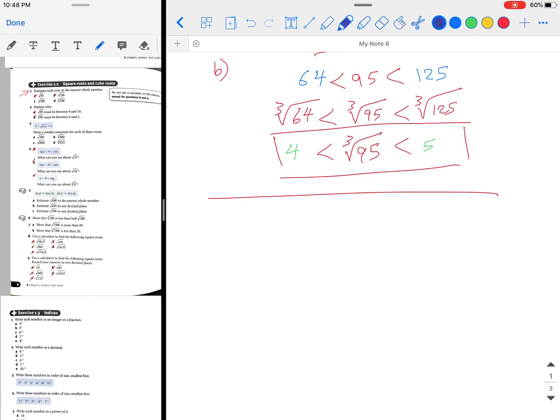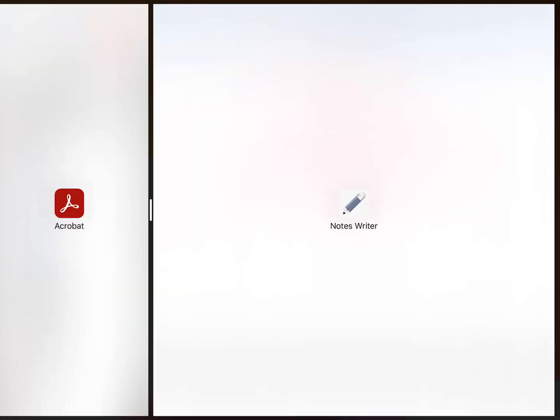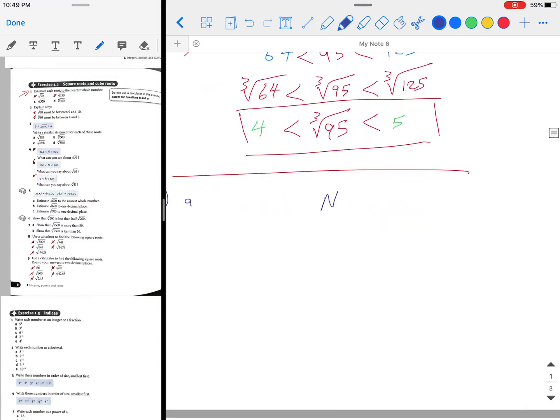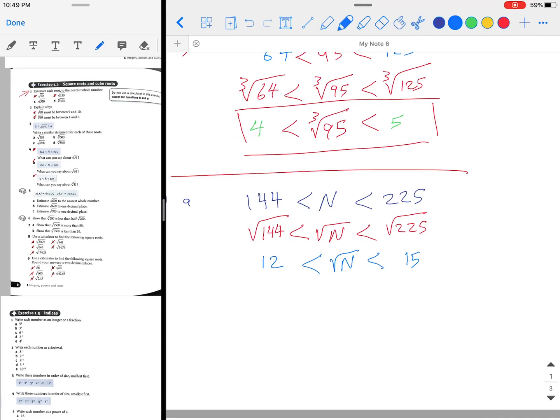Question number 4a, he said here, what can you say about root n if n is between 144 and 225? Okay, so here he said that n is between 225 and 144, but I need to say something about root n. So of course I will take the square root. Root n must be between the square root of 144 and the square root of 225. The square root of 144 is 12, and the square root of 225 is 15. So I can say that root n must be a number between 12 and 15.